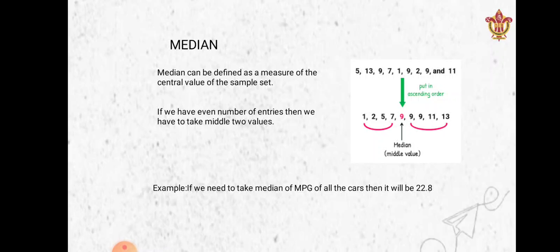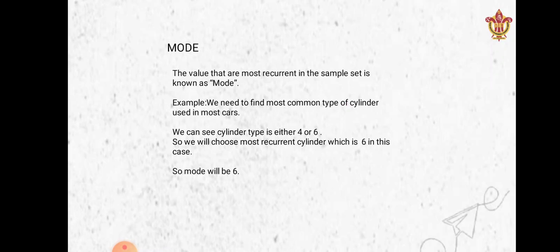Okay, so if I am having 9 and 9 as 2 median values, then I will take the average of 2 values, which will be my median. Coming on to the mode, the value that is most recurrent in the sample set is known as mode. So whatever value is recurring or frequently occurring in your list is known as mode.